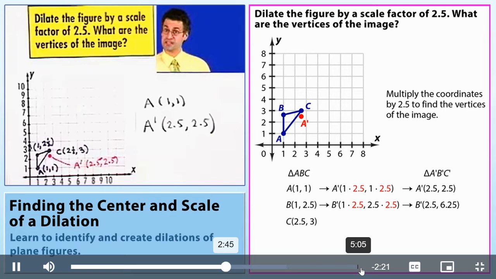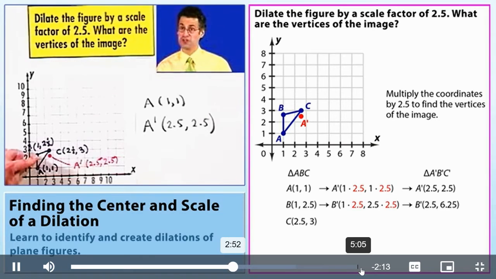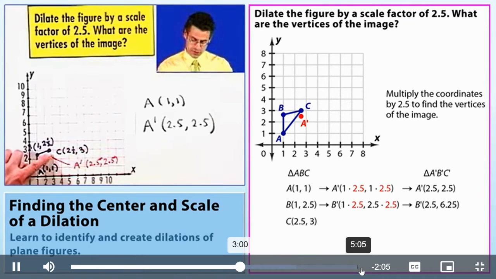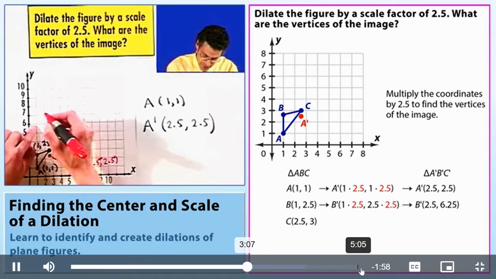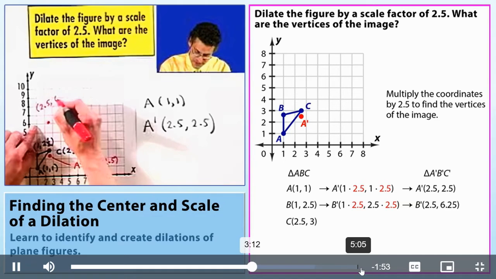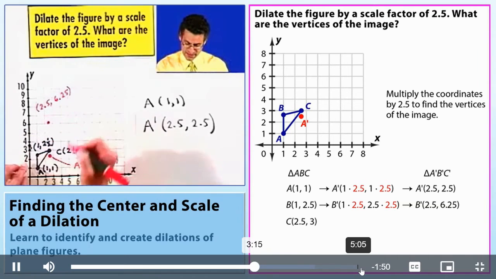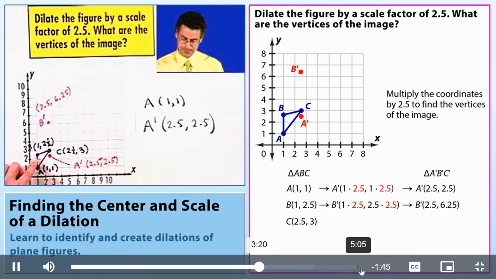All right, now we can perform the same multiplication with each of the other coordinates. For example, if we take a look at B, that's 1, 2.5. If we multiply each of those coordinates by 2.5, 1 times 2.5 is 2.5. But now 2.5 times 2.5 is 6.25. So I have to go way up to here to 6.25. The coordinates of this point are 2.5, comma 6.25, and that's where B gets transformed to, so I'm going to call that B prime.